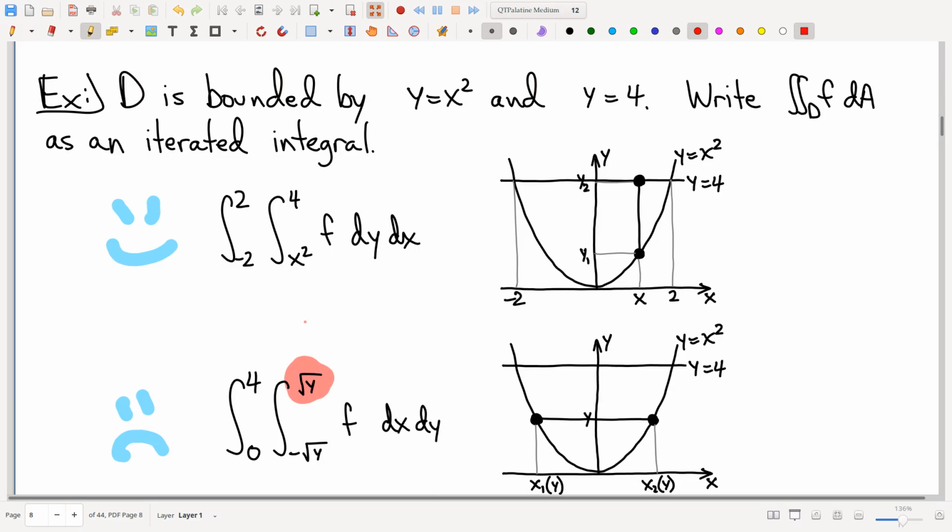The reason that got ugly is because I had to solve for x. Right? Why did I have to solve for x? I had to solve for x because the inside bounds corresponding to the inside variable are what you have to solve for. So I had to solve for x because I put dx on the inside. Well, I could have seen that coming, right?